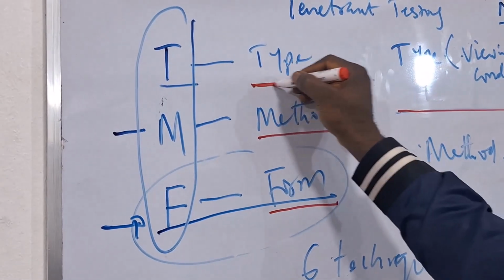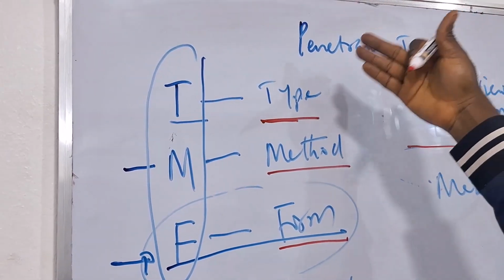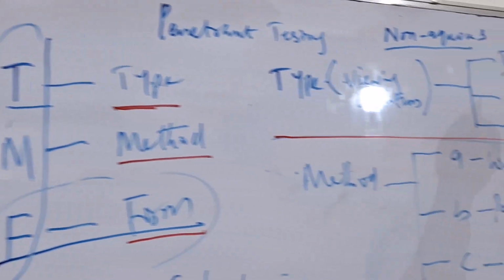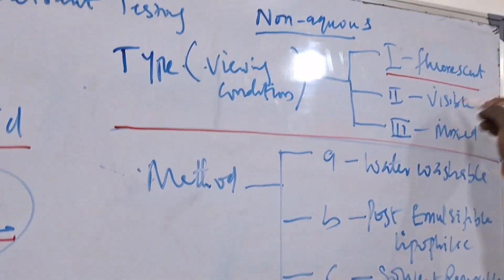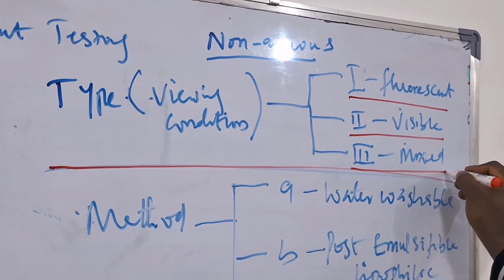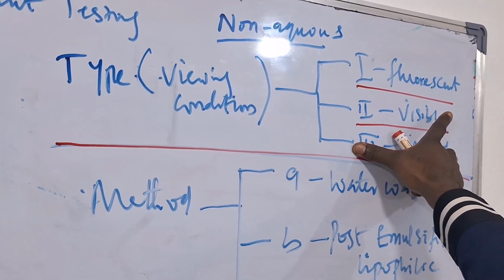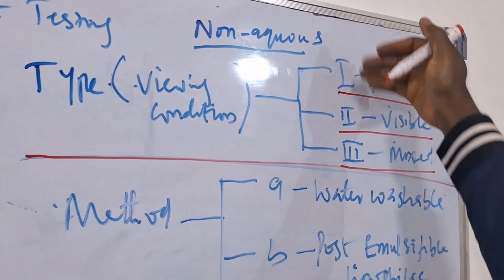So when we say type, how do you view the result of your NPR? The type is usually classified into type 1, which is the fluorescent, type 2, which is the visible, type 3, which is the mist. The mist is a recent addition to the type. Normally, it's usually type 1 and 2.